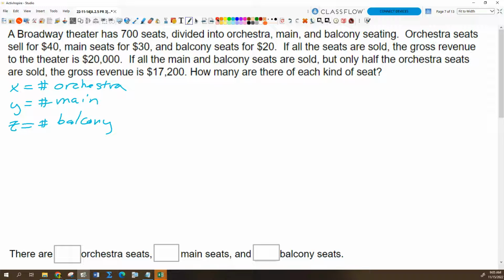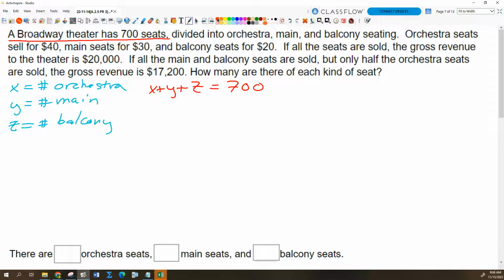Okay, so now all we have to do is come up with the equations. How many equations do we need? We need three, right? We've got three variables, so we need three equations. Well, what does that tell us right there? Okay, so how do I turn that into an equation? Yeah, the sum of all of them is 700, right? So we get one equation, x plus y plus z equals 700.